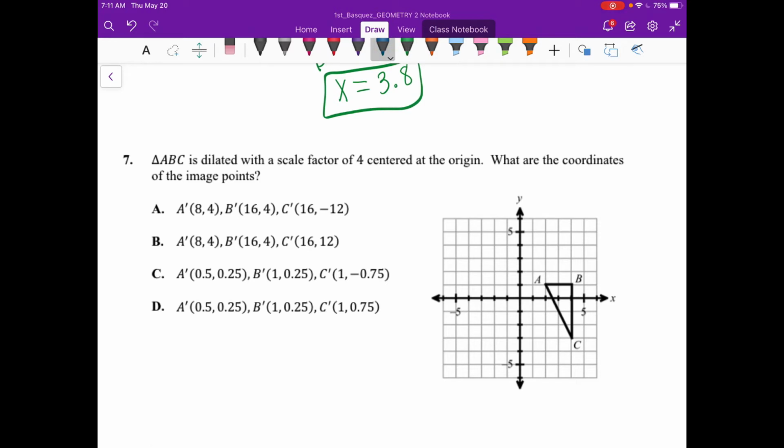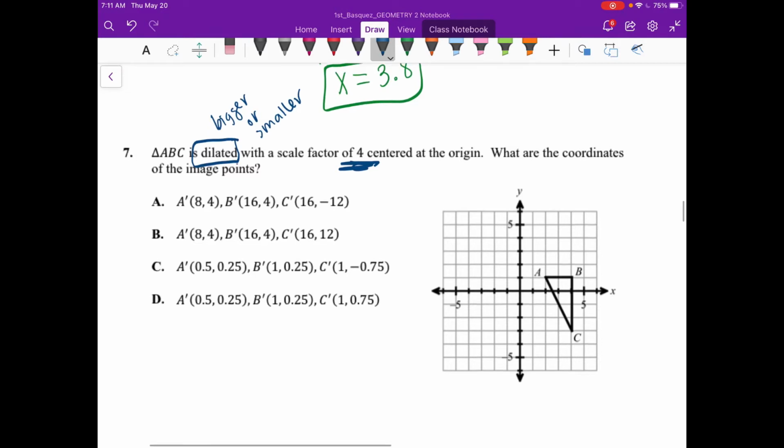Number 7. ABC is dilated with a scale factor of 4 centered at the origin. So dilations, we talked about, this is when our pictures get bigger or smaller. So our pictures should either be getting big or small, and we can graph these to help us out. It really just means that you are multiplying the x and y values from the original image by whatever your dilation scale factor is, in this case 4. So what are the coordinates of the new image?